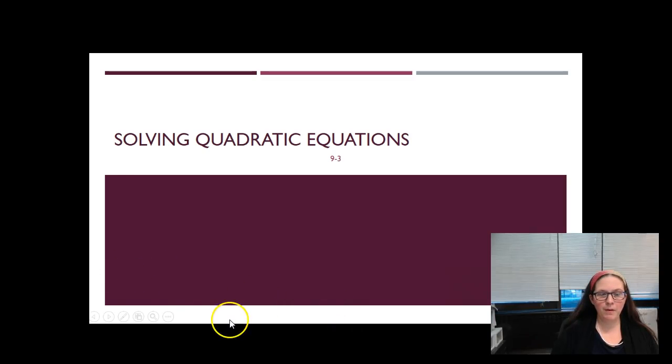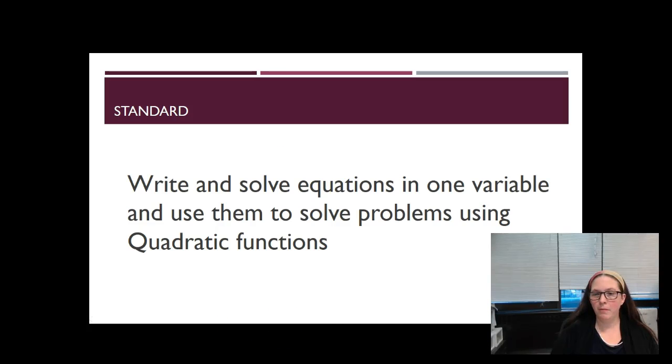As we're moving throughout the PowerPoint here, you should notice a couple things that I'll point out as far as when you should be taking notes and when you should be solving on the whiteboards. So from here on out, the standard that we're working on today is to write and solve equations in one variable and use them to solve problems using quadratic functions.